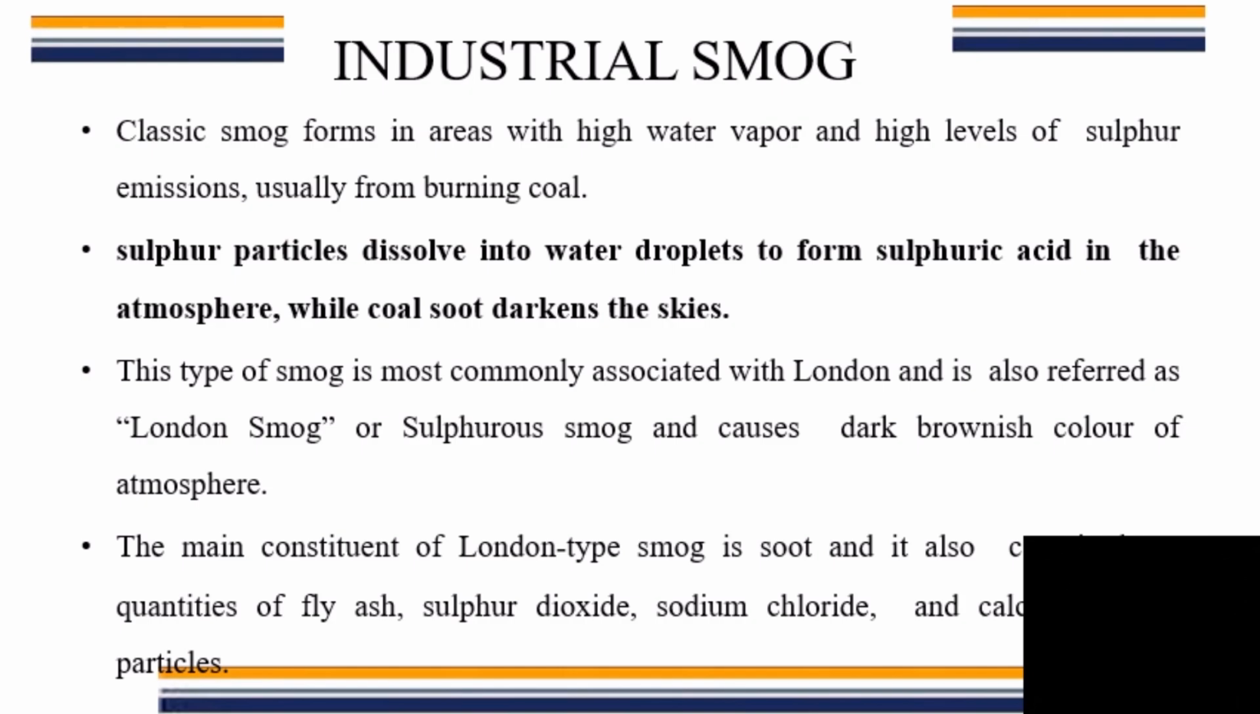So, sulfur particles dissolve into water droplets to form sulfuric acid in the atmosphere. I hope you can imagine. The sulfur particles dissolve into the water droplets. So when you have water vapor in the atmosphere, and the sulfur gets inside the water droplets, it forms sulfuric acid. And along with that, the coal soot darkens the skies. I hope now you got the picture, right?